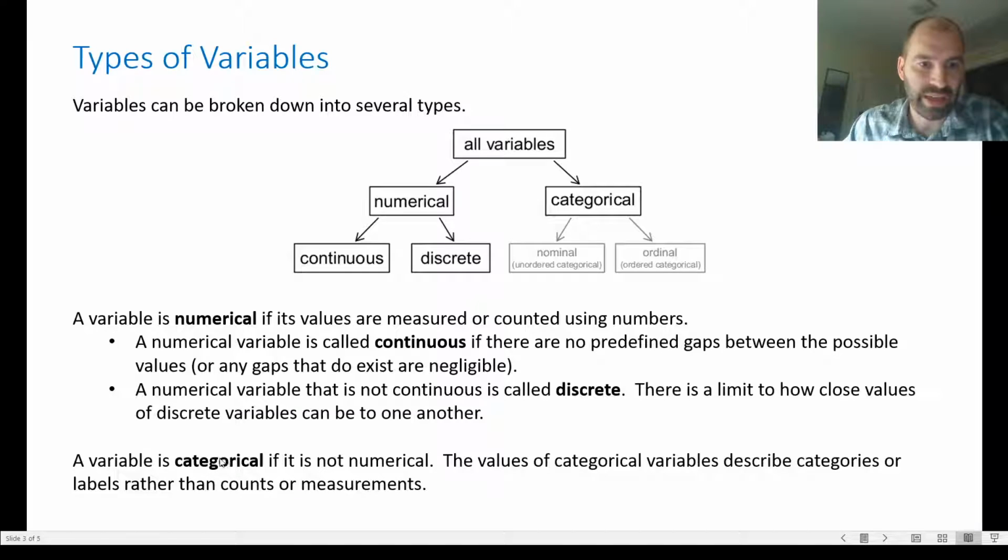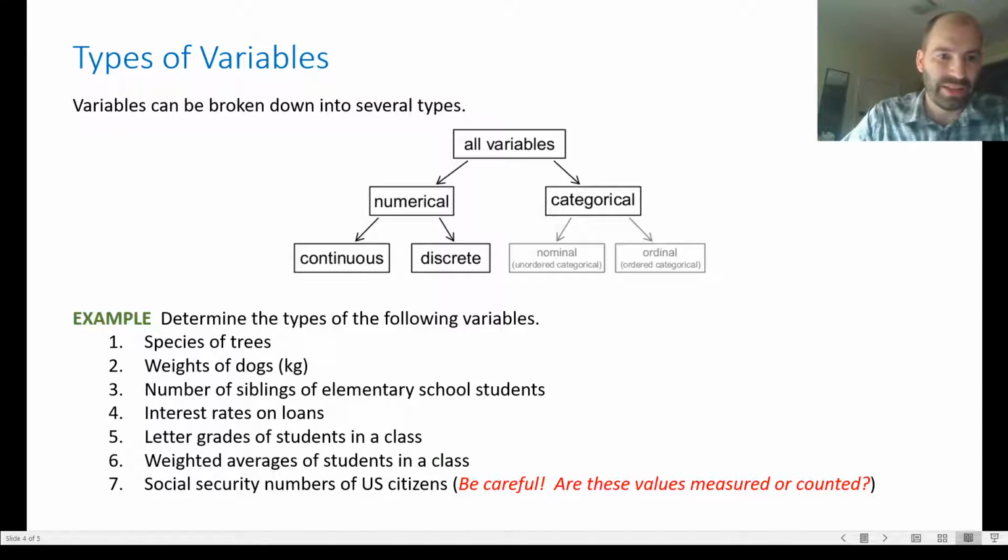And then, like I said, categorical are things that aren't numerical, like measuring eye color, breeds of dogs, things like this, things that aren't numbers. Now, it could be a number and be categorical. So let's see if we see an example like that. We're going to go through some examples here. See if you can spot the one thing in this list that is a number, but is also categorical.